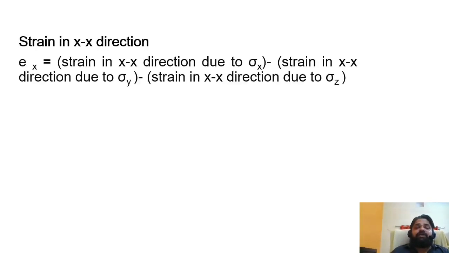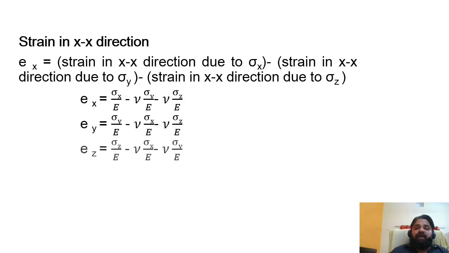Now what will happen to the strain in the x direction in a 3-dimensional case? Ex is the strain in the xx direction due to the stresses, and from our earlier discussion of Poisson's ratio, or generalized Hooke's law, it is mathematically written as sigma x by E minus nu sigma y by E minus nu sigma z by E, and similarly we can write Ey and Ez.